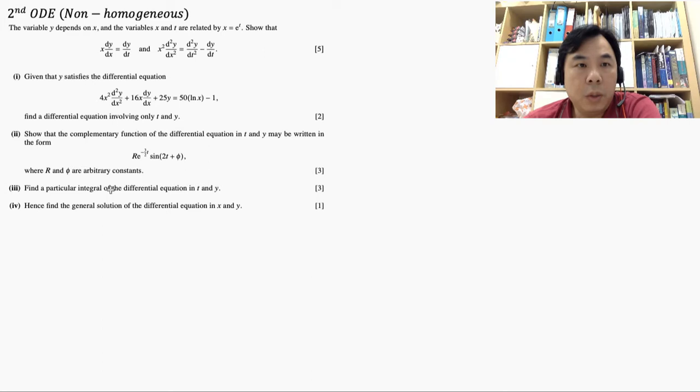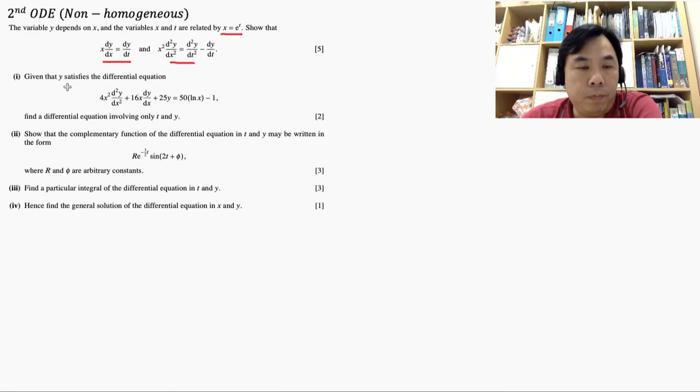Okay, here we are given the variable y depends on x, and the variables x and t are related by this equation here, x equal to exponential t. Right, we can see here. Now show that this first order differential equation is given as such, and then the second order is given as such.